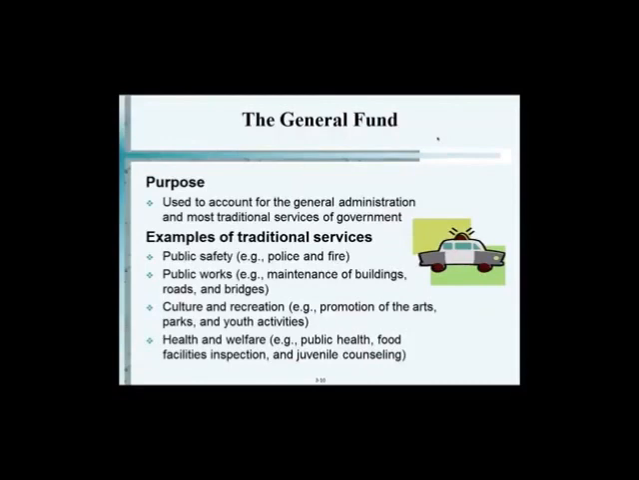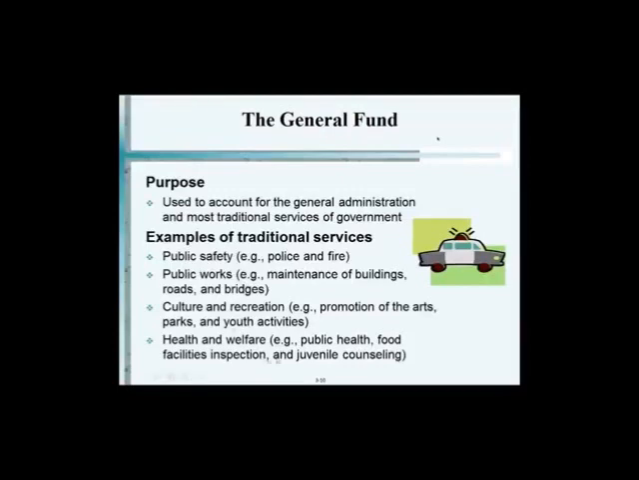So what's at the heart of government operations? It's called what? The general fund. If you have a government, you always have what? A general fund. No matter how small, you always have a general fund. Some folks call it the current fund, the operating fund, different terms to describe it.